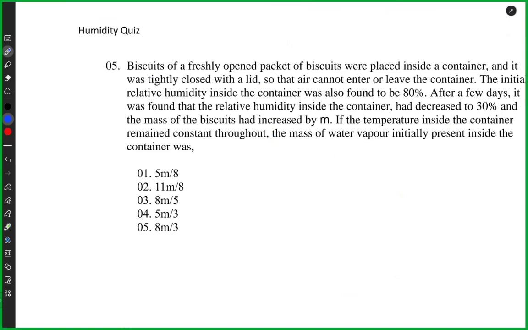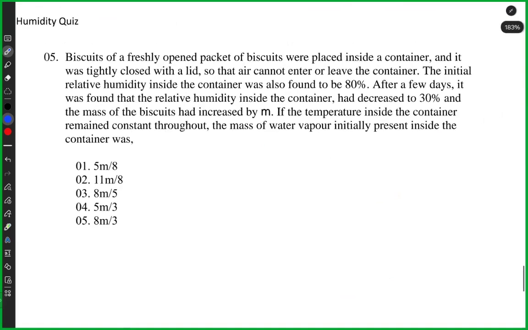Biscuits of a freshly opened packet of biscuits were placed in a container and it was tightly closed with a lid so that the air cannot enter or leave the container. The initial relative humidity inside the container was found to be 80%. After a few days, it was found that the relative humidity inside the container had decreased to 30%, and the mass of the biscuits had increased by m. If the temperature inside the container remained constant throughout, the mass of water vapor initially present inside the container is.